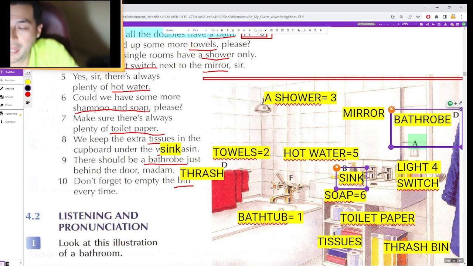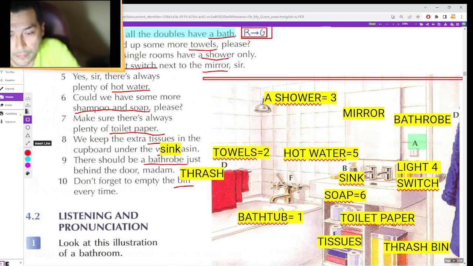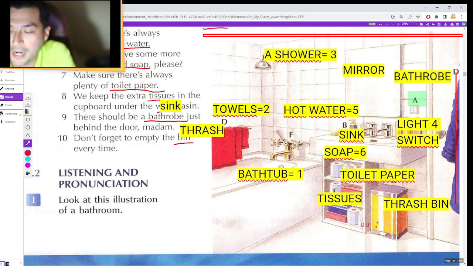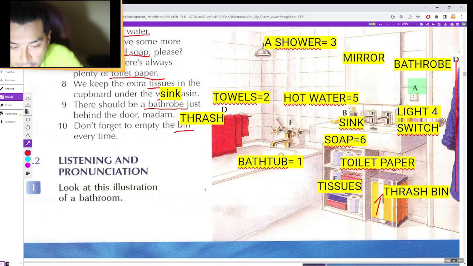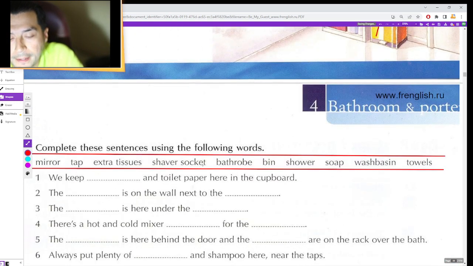The bathrobe. This is the bathrobe. Bathroom. And the trash bin. The trash bin.